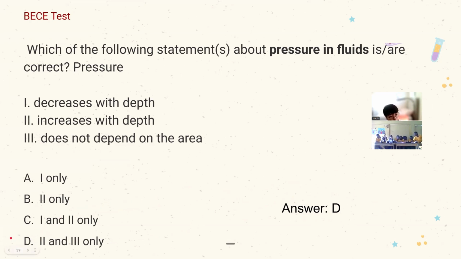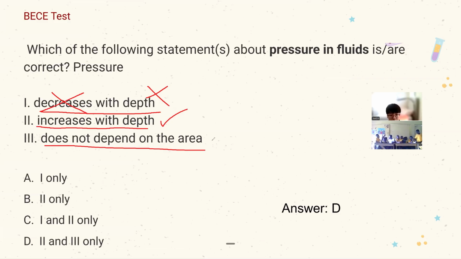Let's see why. It decreases with depth. Again, no, it increases with depth. Pressure always increases with depth. So one is not correct. What about number two? It increases with depth. Yeah, that's correct. Number three, it does not depend on the area. And that is correct. The area is not a factor for the pressure of the liquid itself.